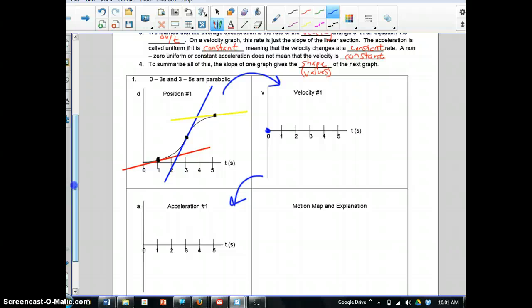Where else is the slope 0? Where else is this tangent line becoming horizontal? At 5 seconds. Yeah, at 5 seconds. Because this tangent line right here is almost 0, it's approaching 0. It's 0 right here.